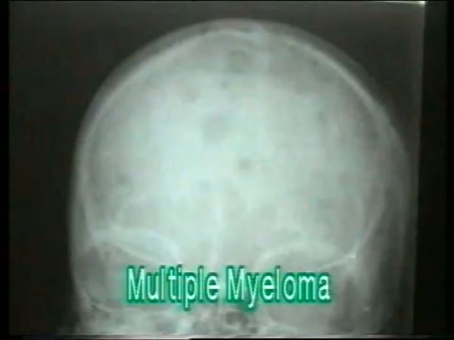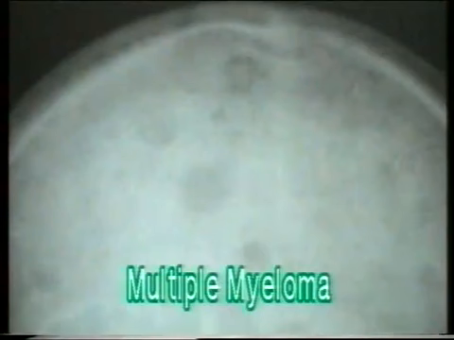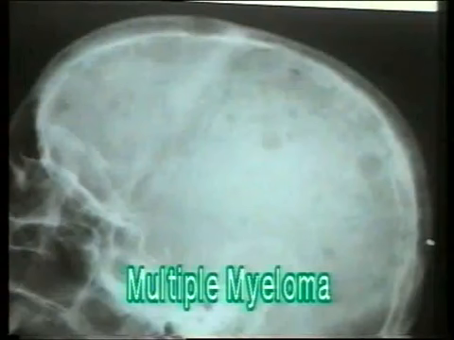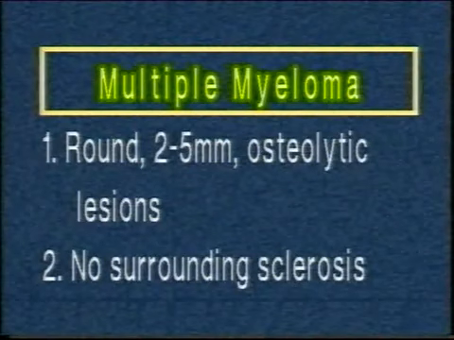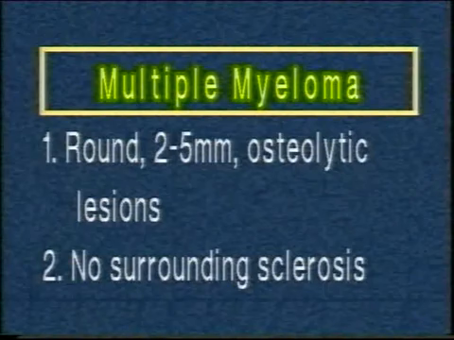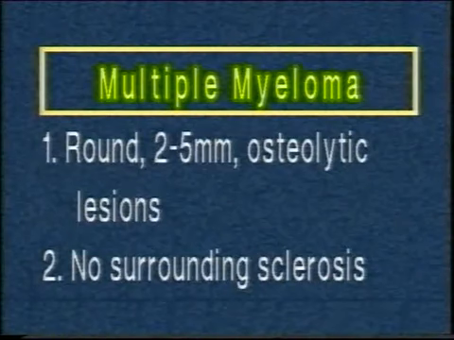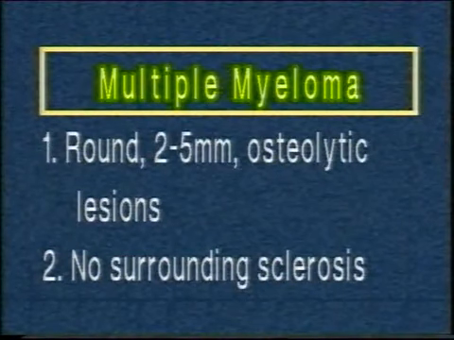This is multiple myeloma. This is an X-ray skull of another patient showing similar punched out osteolytic areas. Note the circular black areas with sharp borders and no surrounding sclerosis. This is a lateral view of the skull showing the same lesions. And here we see them in the humerus, clavicle and ribs. So the radiological features of multiple myeloma are multiple small osteolytic lesions 2 to 5 millimeters in size, no surrounding sclerosis, and they are seen mainly in the skull, mandible, ribs, vertebrae and pelvis.